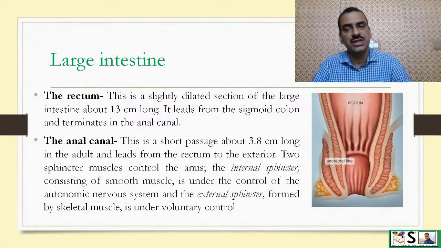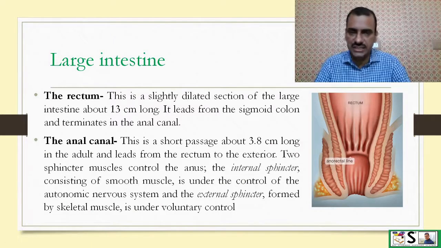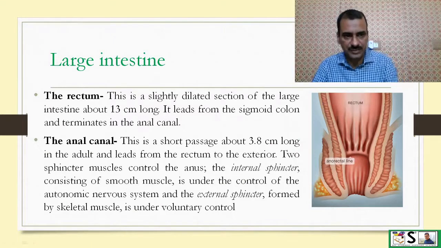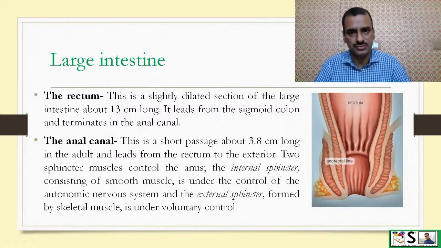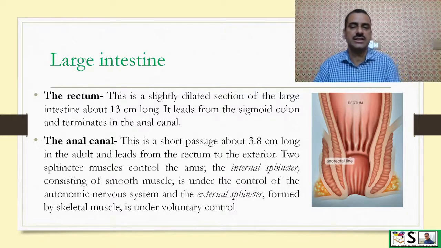Now the rectum. This is a slightly dilated section of the large intestine. Here this is the rectum. It is about 13 centimeters long. It leads from the sigmoid colon and terminates in the anal canal. This is the anal canal.